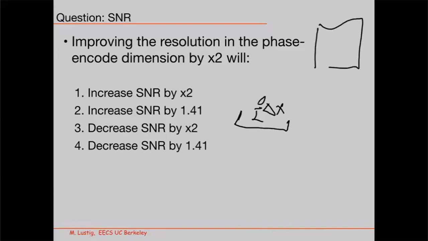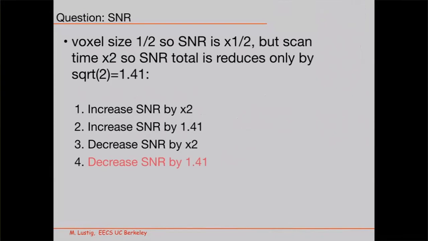Because now I collect more of this part of K-space, right? So I collect all of these already, and now I also need to collect this and this and this, right? So I'm also doubling my A to D time, and doubling my A to D time will improve my SNR by square root of 2. So voxel size half, so SNR is half, but scan time is twice, so SNR total is reduced only by square root of 2. Okay, so decrease SNR by square root of 2.